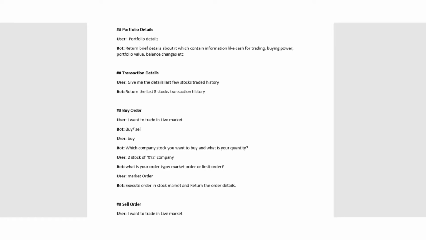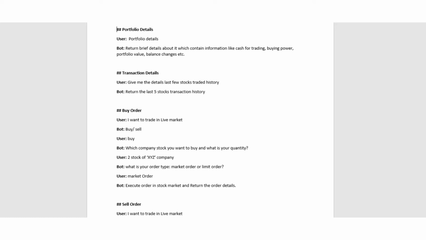So when a user comes and says I want to trade in the stock market, the bot first checks whether the user is on the buying side or the selling side. Let's say the user is on the buying side. Then the bot asks which company's stock you want to buy and what the quantity is. Let's say the user says I want to buy 2 stocks of XYZ company. Then the bot asks again what your order type is, like market order type or limit order type.